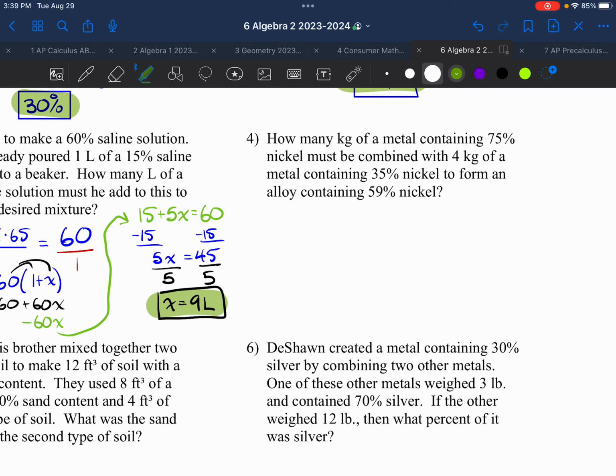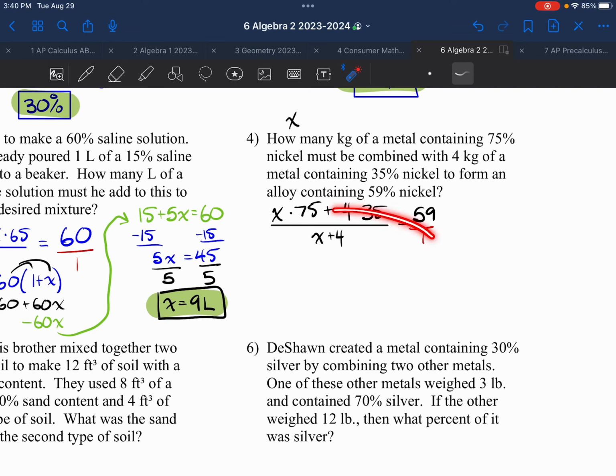All right, so this one is how many kilograms. So if I ever use the words how many, I interpret that as x. So x many kilograms of metal at 75% plus 4 kilograms of 35% will give you 59%. So I'll write that down. X many kilograms of 75% plus 4 kilograms of 35%, 4 times 35, and that's going to all be divided by the two quantities added together, namely x plus 4. That's going to give you what percent? 59%.